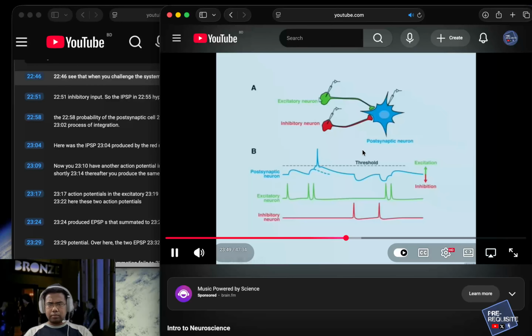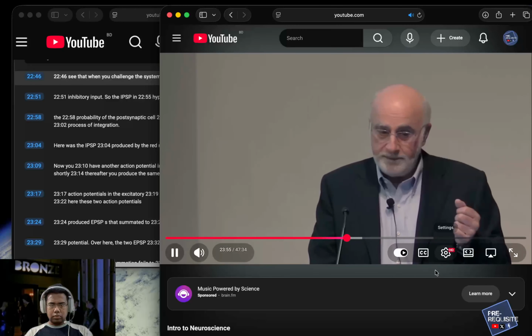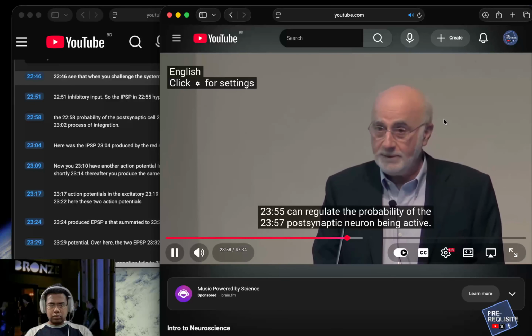It can regulate the ability of the excitatory neuron to drive the postsynaptic neuron. Or, as was said by one of the students, it can regulate the probability of the postsynaptic neuron being active.